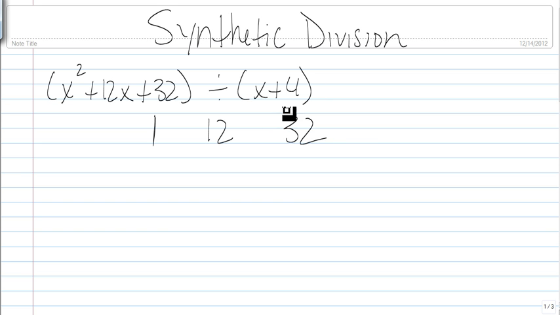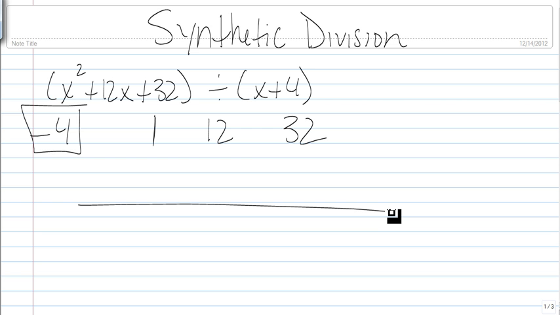Now you want to take this number 4 right here, and the opposite of that goes in a box. So negative 4 is going to go in your box. Okay, now we set it up. The way you start off synthetic division is you bring down your first term. Now I like to say you multiply below and you combine here. That'll make more sense when I show you.